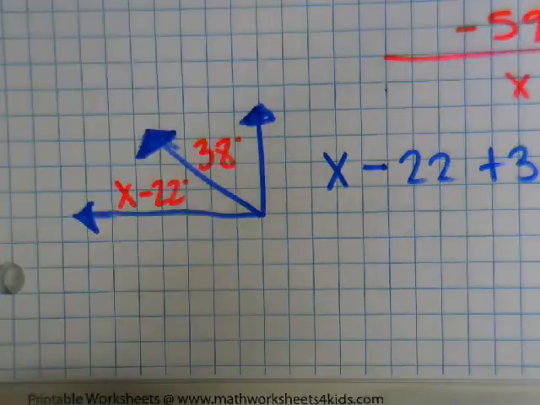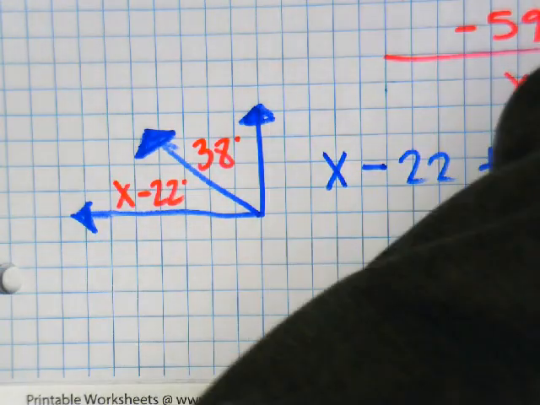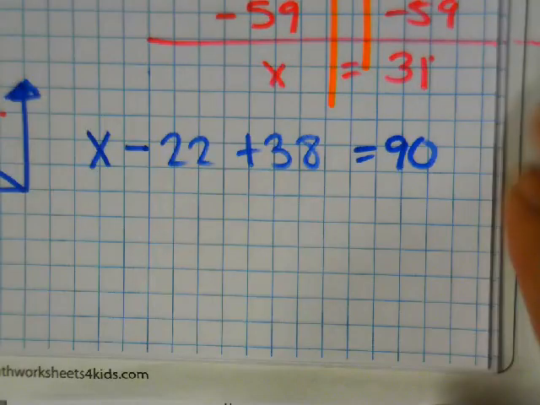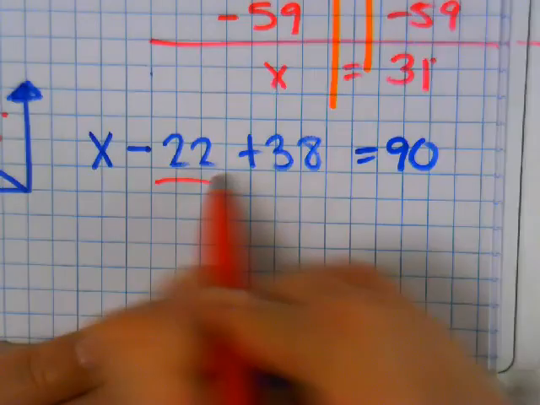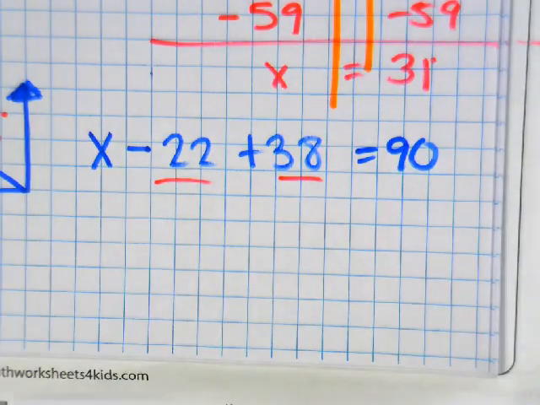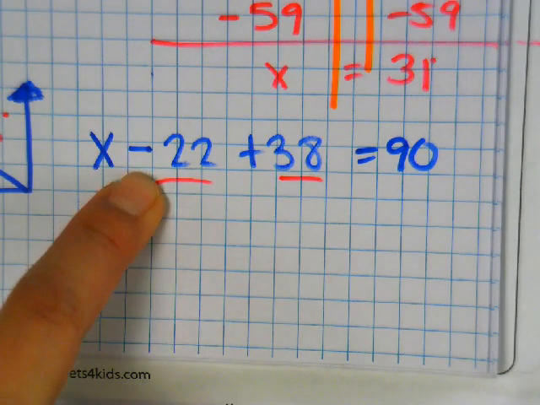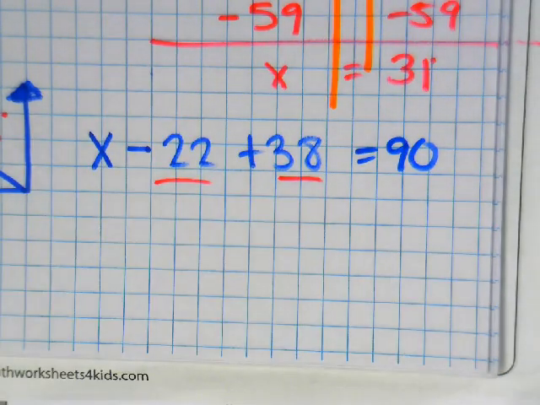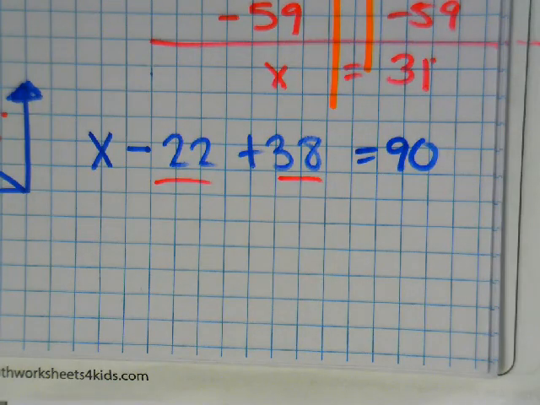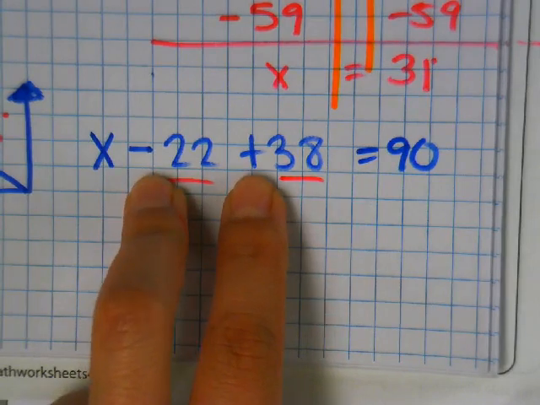equals 90. Now, there are two ways to do it. You can either put these two together. The thing is, this is a minus 22. This is not a plus 22. Aiden was saying like a negative 22. You can think about it that way. So there is more room for making a mistake when these two are different, when it's a subtraction and addition.